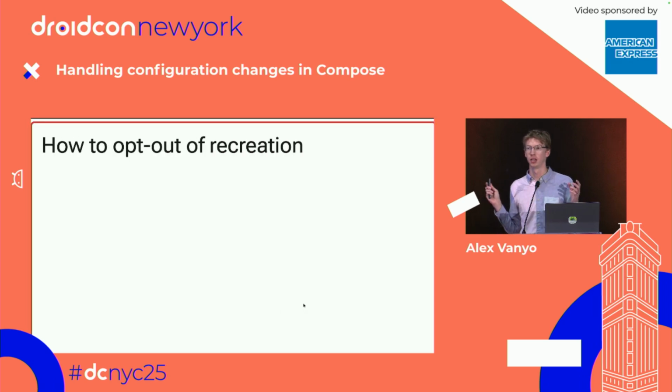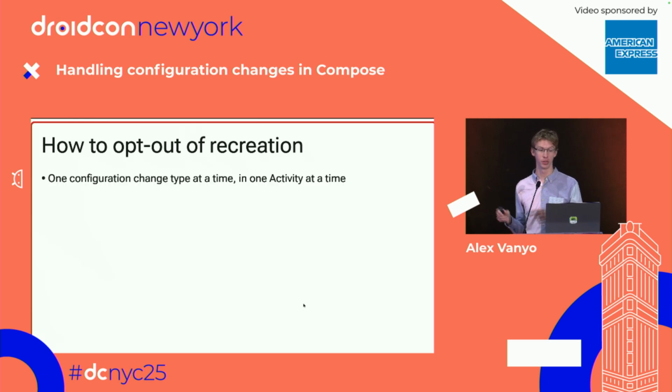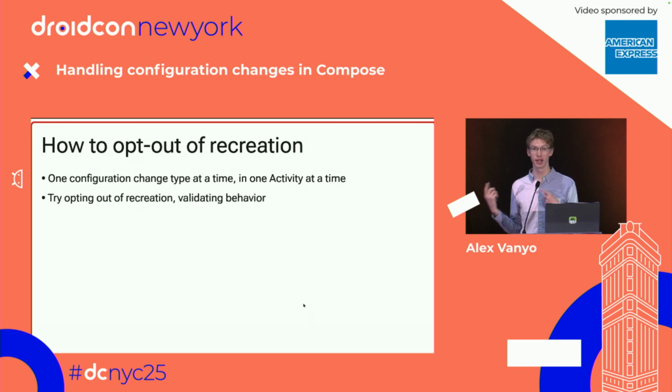So, maybe you're convinced you actually want to do this. How do you go about doing this in a safe way? Do one configuration change at a time in one activity at a time. This is a thing that's in your activity manifest, so do it. That's the smallest scope that you can do and change this behavior. It's responsible for a lot, so I'd go one at a time, adding it. Try opting out of it, and then validating that everything still works.